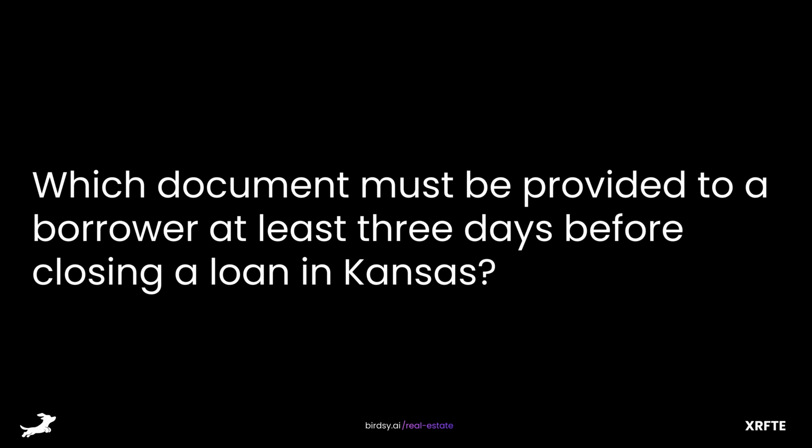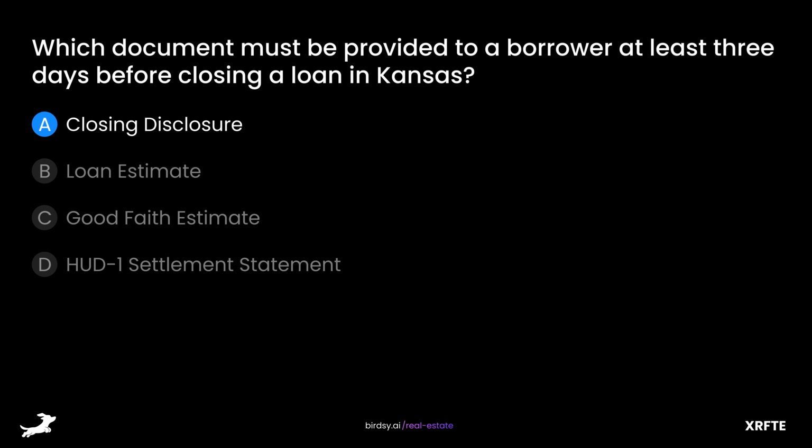Which document must be provided to a borrower at least 3 days before closing a loan in Kansas? Is it A, closing disclosure, B, loan estimate, C, good faith estimate, or D, HUD-1 settlement statement? The answer is A, closing disclosure.